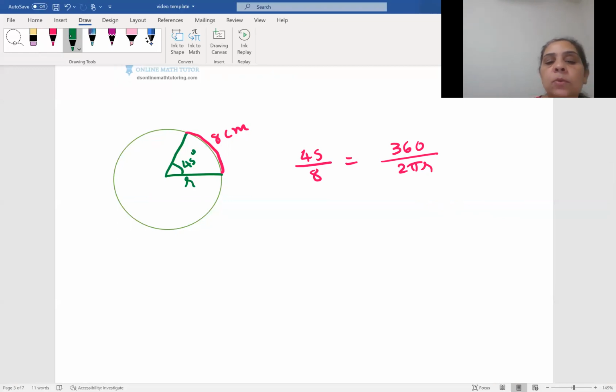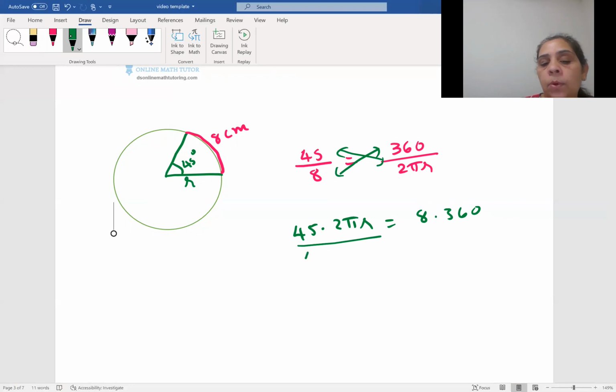And simply what we can do is cross multiplication. So we can say 45 times 2 pi r equals 8 times 360. Then you can just divide by 45 times 2, which is 90. So 90 pi r equals 8 times 360, and then you can just divide by 90 pi.